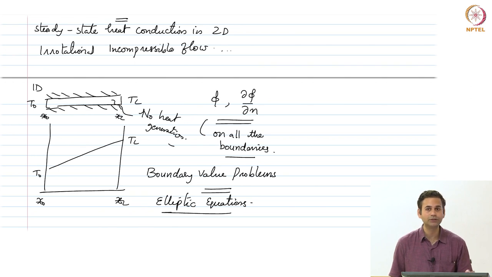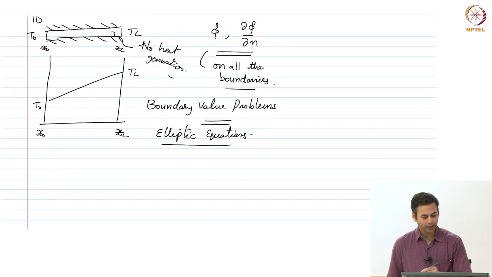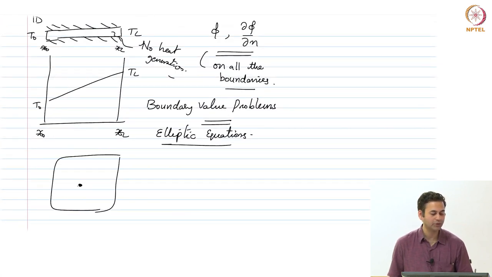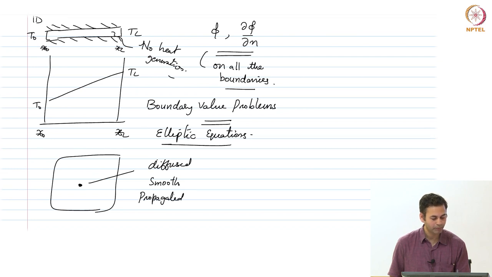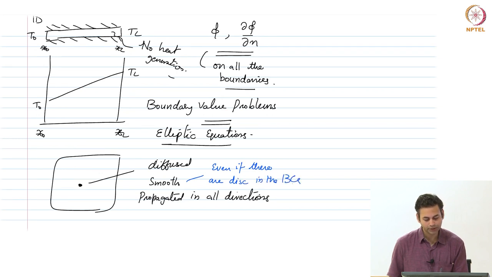For example, if there is a sudden increase of temperature anywhere in the solution domain, let's say we are solving a 2D problem, and there is a sudden increase of temperature because of a source or something like this, now this sudden increase would be propagated in all directions. It will get diffused in all directions. As a result, the solution you're going to get will always be smooth, because any disturbances you have in the flow field would be propagated in all directions. So the solutions obtained are smooth, even if there are discontinuities in the boundary conditions. Even then, the solutions obtained are smooth, and they have to propagate in all directions.